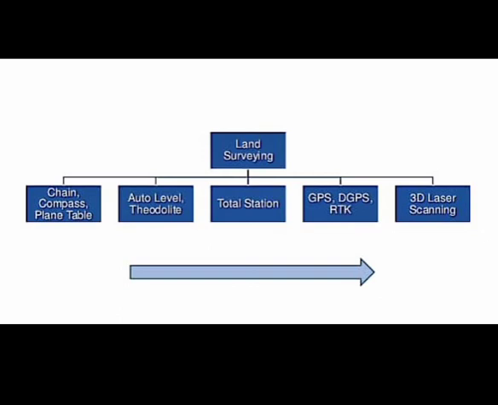Now if you take the basic instruments I have written here, chain, compass, plane table, ATO level, theodolite, total station, it will be very difficult to work on a larger area, and if terrain difficulties are there then these instruments are not going to be helpful. You can use these instruments in triangulation surveying and cover a larger area, but it takes time and it is quite a lengthy process.